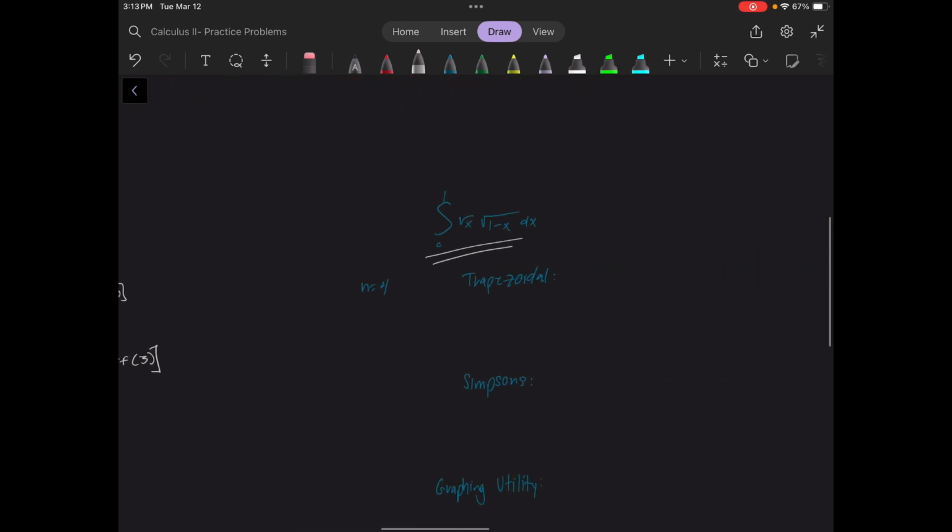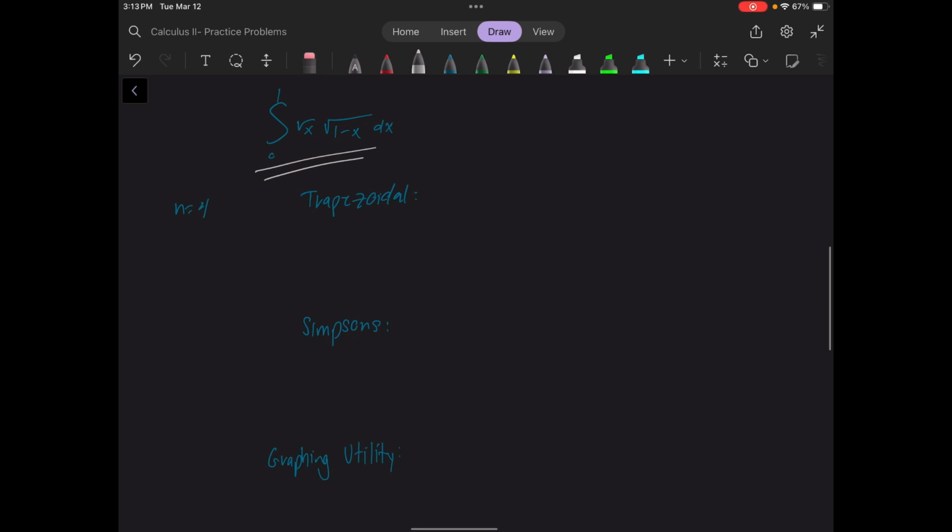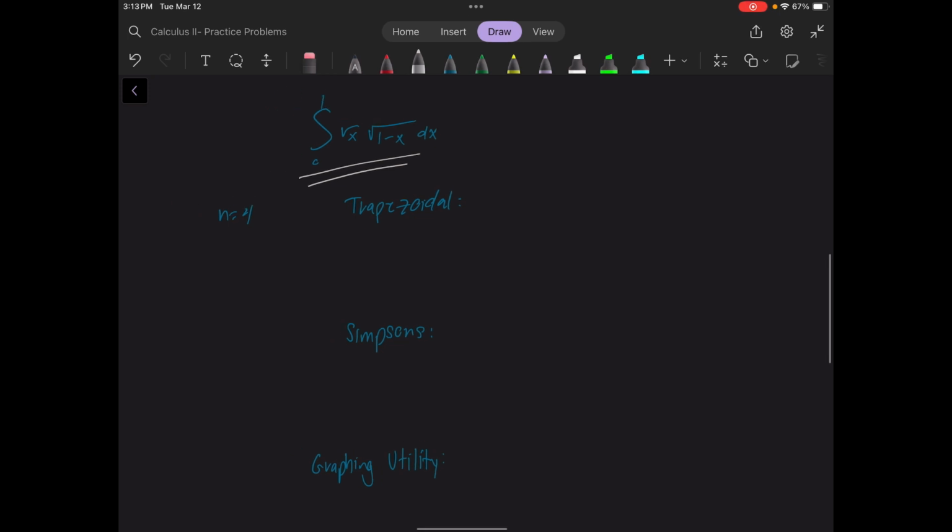Now let's look at another one. We have this function, square root of x times the square root of 1 minus x, and n equals 4, b equals 1, a equals 0. So let's figure out what the width of any given trapezoid is. It's going to be b minus a over n, or 1 over 4. So all of these trapezoids have a width of 1/4, and we're starting at 0.